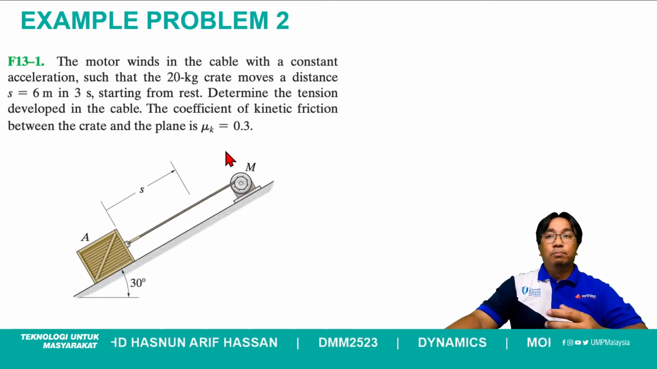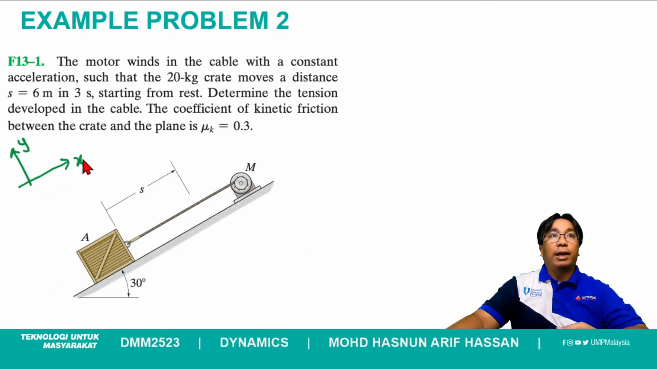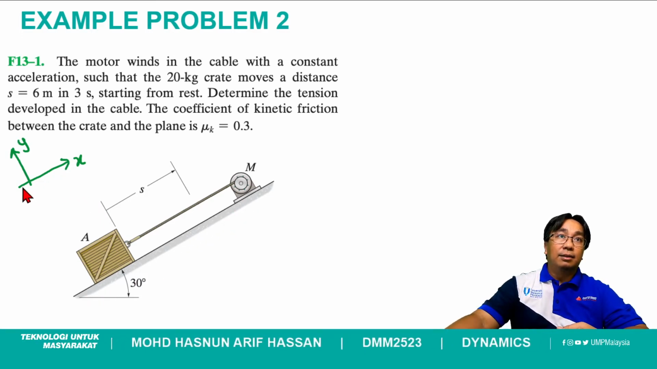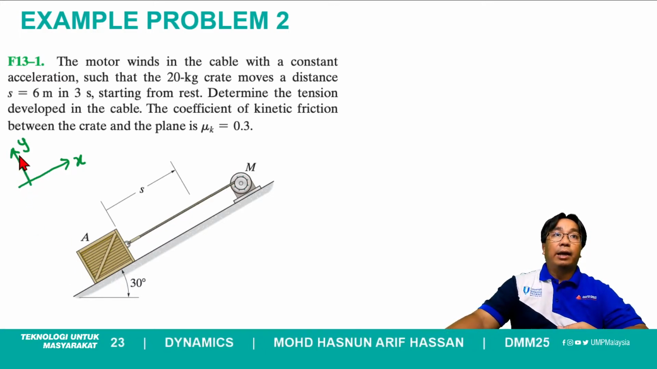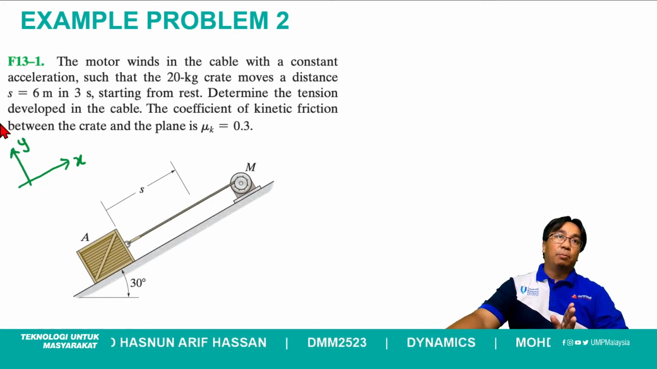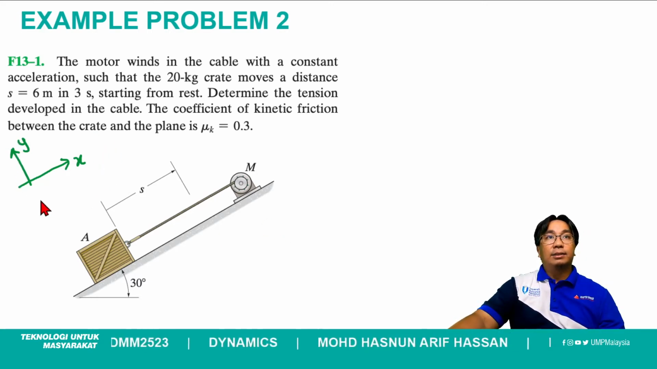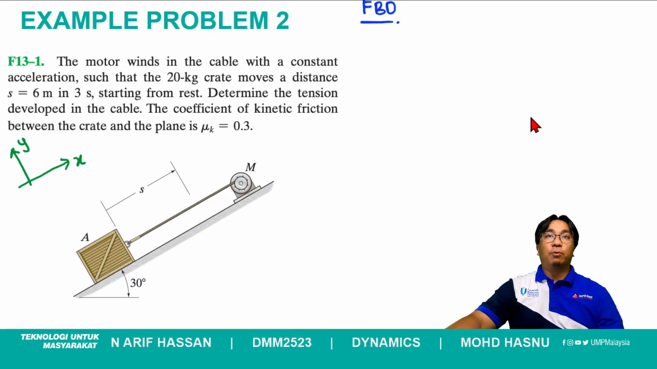So, to make the calculation easier, we can define our coordinate system like this, at a similar inclination angle. So x will be positive in the same direction as the direction of travel of the box, and y we can define as positive, pointing up, 90 degrees to x. This will make the calculation easier when we define the coordinate system this way. Okay, second step is to draw the free body diagram.